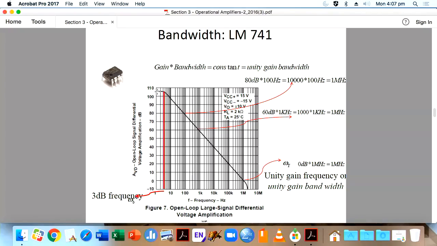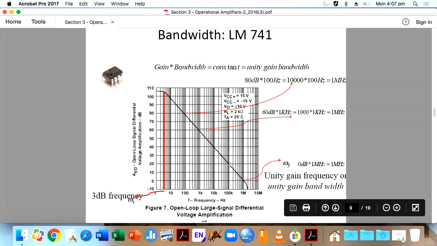But then the question is, who set this gain? This gain is set by the manufacturer. How can you reduce the gain? So you can increase the frequency. For example, if you can reduce the gain to 80 dB, what is the frequency you can get? The bandwidth. Yeah, you can get 100. If you can reduce the gain to 60 dB, then you can get a bandwidth maybe around 1 kilohertz. If you can reduce the gain to 20, then you can get a bandwidth around 100K.